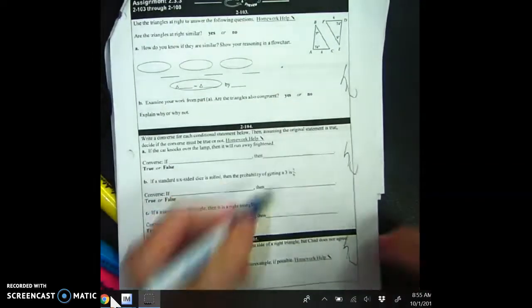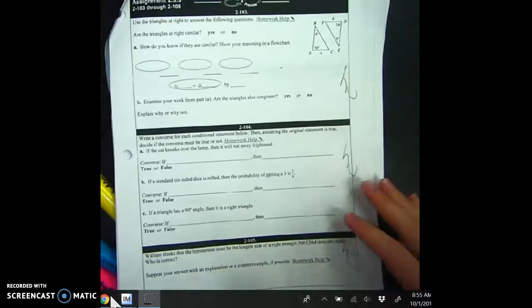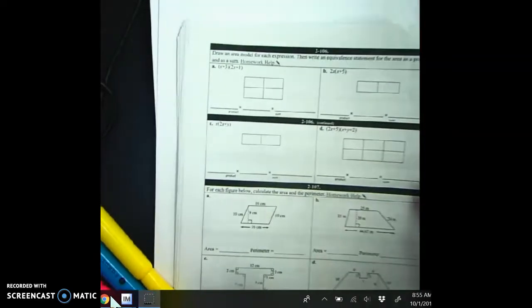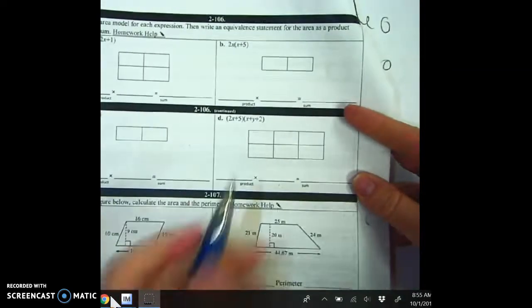And this page is your homework. Homework, homework, homework. Okay, so do that. And then let's go to the next page. It's also going to be homework, but I want to make sure, I'll do one of them just to make sure we're good to go. So I'll do letter D.